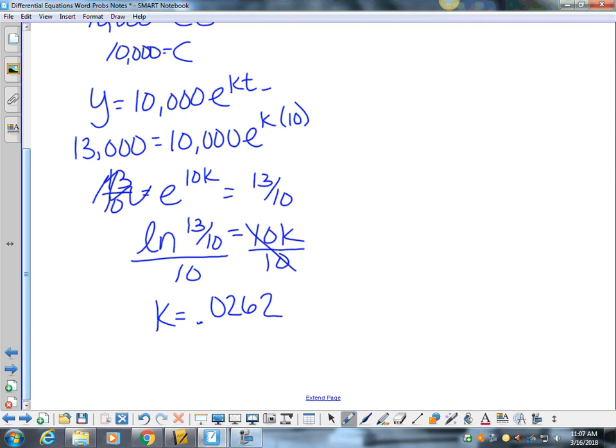So now I'm going to take this. .0262p. Yeah, it wants the population in the year 2000. We baselined it at 1980, so 2000 is now 20. Plug a 20 in for your T.